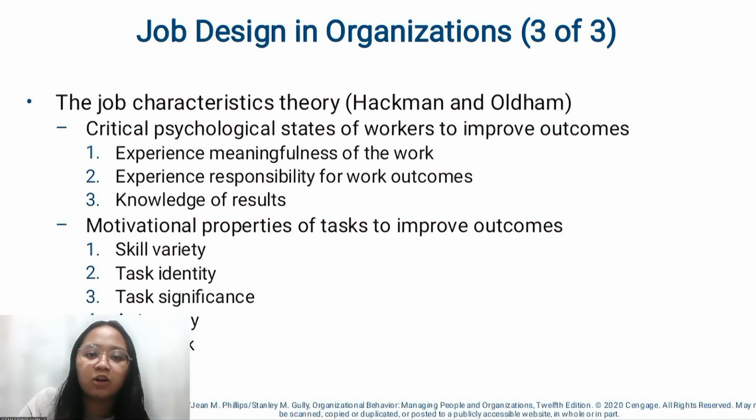Under the critical psychological states of workers to improve outcomes, first is the experience of meaningfulness of the work. Second is the experience of responsibility for work outcomes. And third is knowledge of results. Under the motivational properties of the task to improve outcomes, first is skill variety. Second is task identity. Third is task significance. Fourth is autonomy. And fifth is feedback.